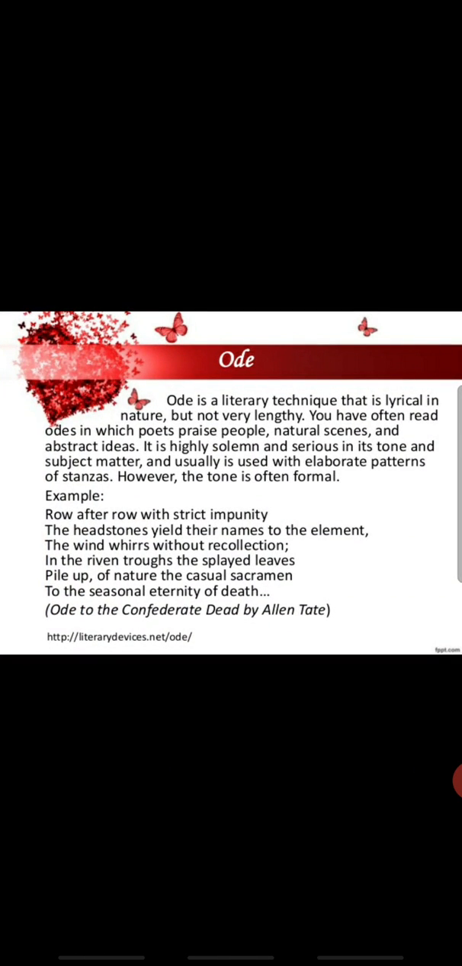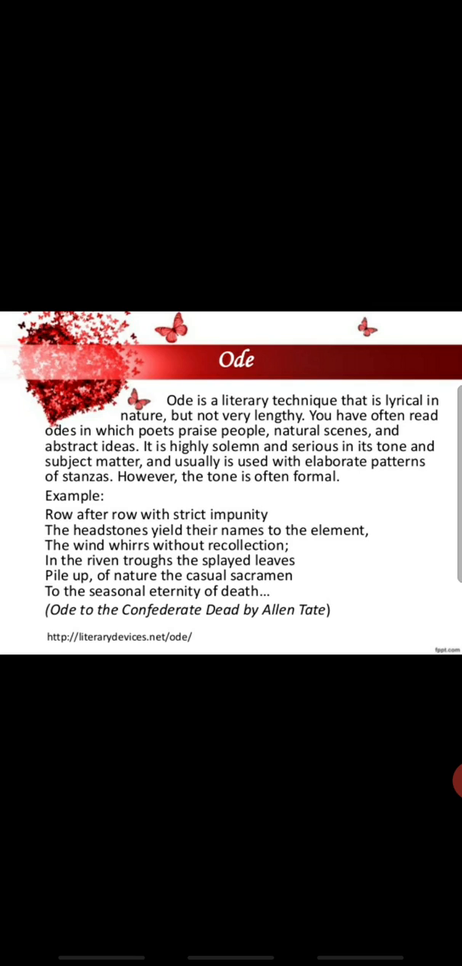And we have ode also. We have so many beautiful odes in literature written by Keats. Keats is a remarkable writer of odes. He has written many beautiful odes. So first of all, we will talk about ode. What is ode?